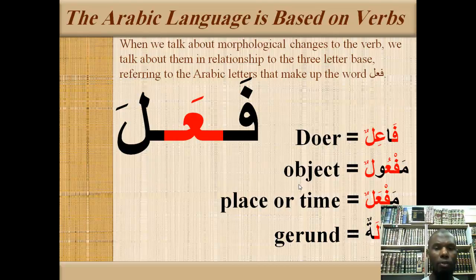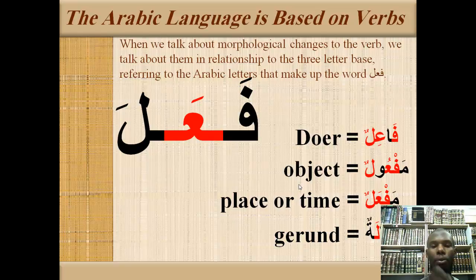Now, to start off here, when we talk about verbs, the Arabic term for verb is fi'l. And fi'l, which means action, comes from the 3-letter verb fa'ala. Because Arabic words are derived from verbs, and fi'l means verb, and fa'ala is the basis for action, or it means he did, then when we talk about changes that happen to any 3-letter verb, we use the letters of the verb fa'ala.